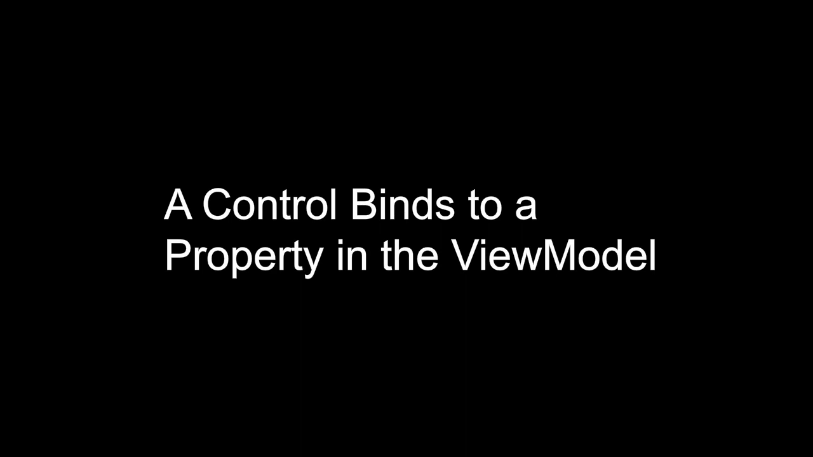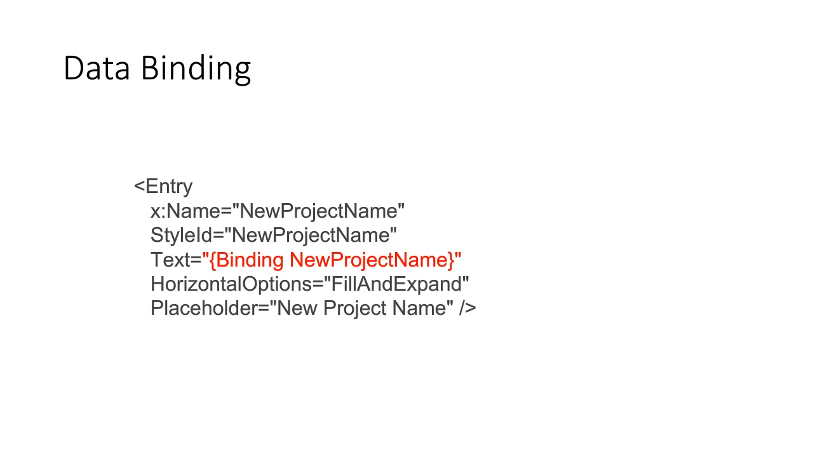Here we see the entry that we saw earlier with 2 new lines, a style ID, which we'll come back to later, and the text, instead of being set to specific text, is bound to new project name. New project name is going to be a public property in the view model. And so Xamarin.Forms is going to reach into the view model, find the public property new project name, and take its value and use that to set the text in the entry.